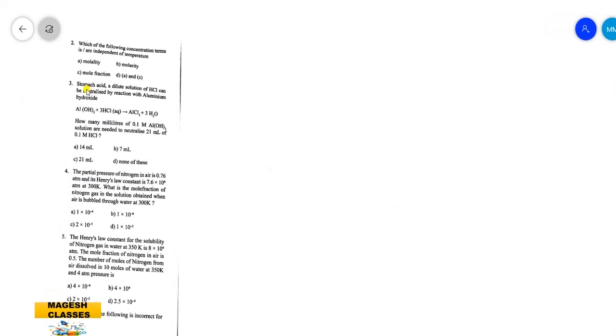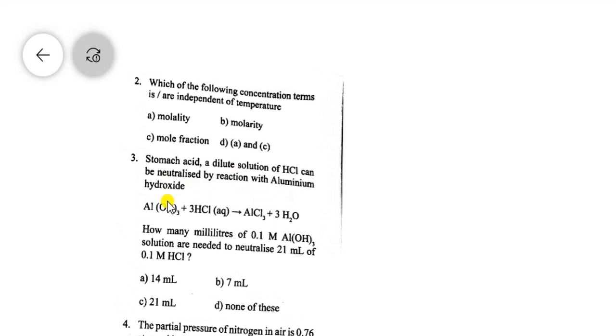Question number 3. The stomach acid, a dilute solution of HCl, can be neutralized by the reaction with aluminum hydroxide. So this is a chemical reaction when the aluminum hydroxide is added into the stomach acid. In the form of aluminum gel, when it is taken, it reacts with the hydrochloric acid present in the stomach. So this is a reaction. How many milliliters of 0.1 M aluminum hydroxide solution are needed to neutralize 21 ml of the 0.1 M HCl? So what is the amount of the aluminum hydroxide needed to neutralize this 21 ml of the 0.1 M HCl?